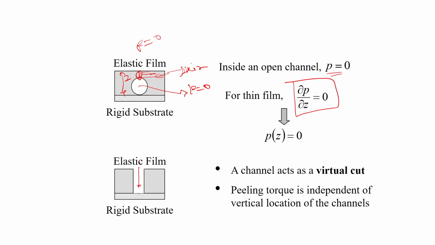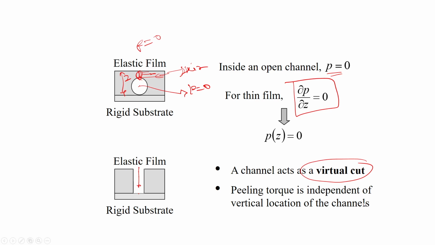As a result, this micro channel over here acts as a virtual cut. It is not a complete cut, but it is a virtual cut or virtual incision, and therefore it does not matter. Basically, the idea is that this is a virtually patterned surface, which leads to this particular effect. And we have also seen that the peeling torque is independent of the vertical location of the channel.